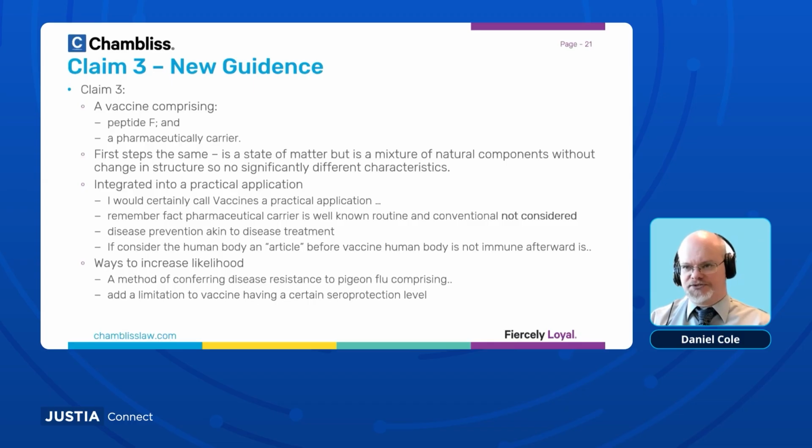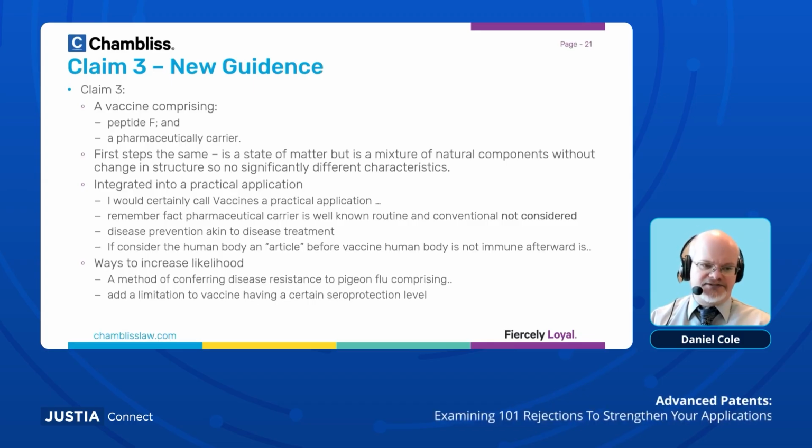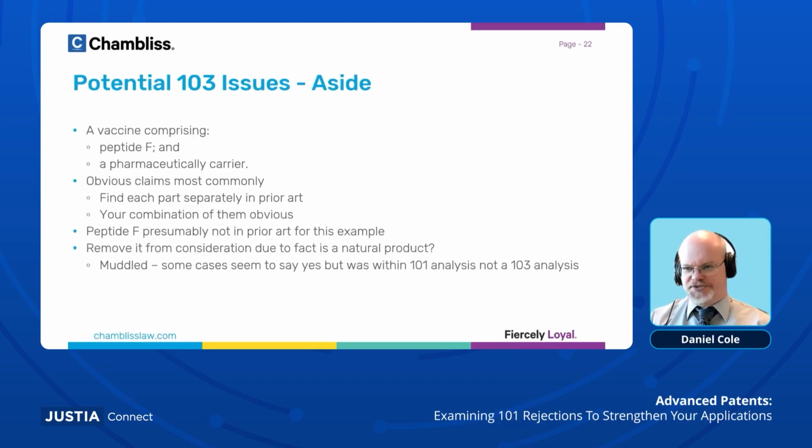Ways that you're going to increase the likelihood, maybe. You could add that this is a method of conferring disease resistance to pigeon flu, comprising. And then you could add a limitation to the vaccine having a certain seroprotection level. Now you're certainly saying, I am integrating this into a practical application. I have made it so that I'm going to make the human article resistant to this level of the disease. This potentially may, however, give rise to potential 103 issues.